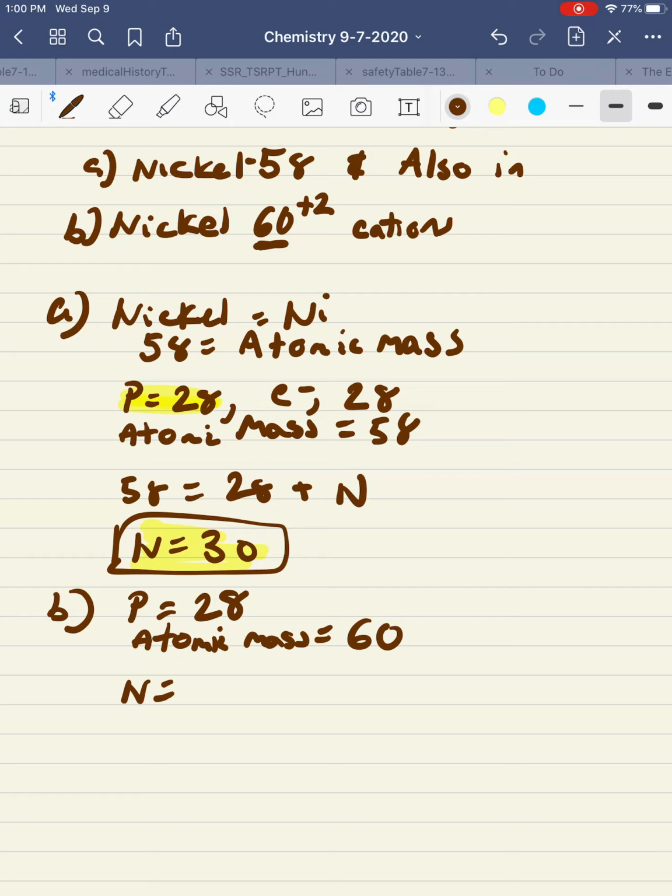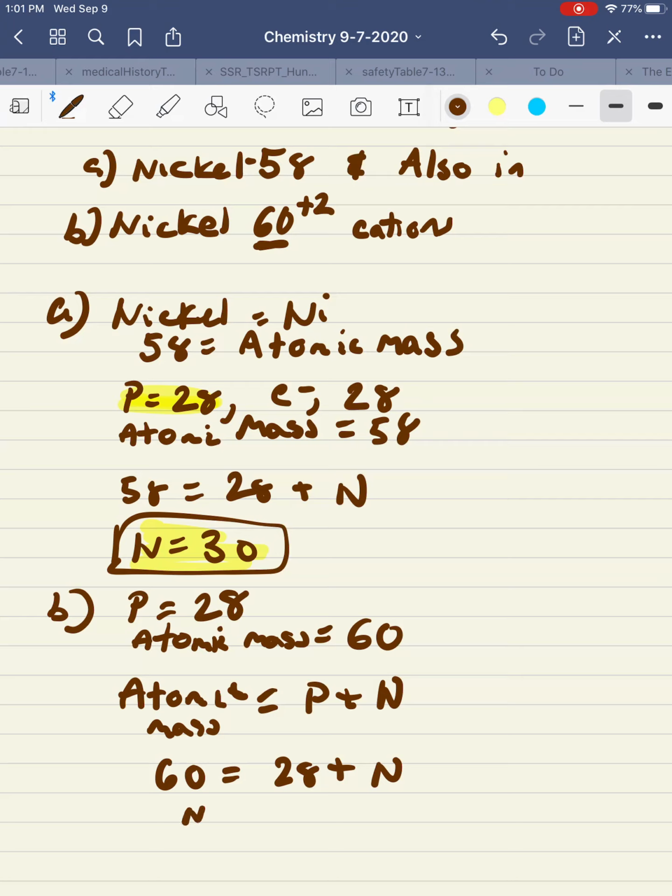So the neutrons is equal to what? Well, remember atomic mass is equal to protons plus neutrons, right? So 60 is equal to 28 plus n. So neutrons, there are 32 neutrons. That makes sense? Okay, now here's the kicker.